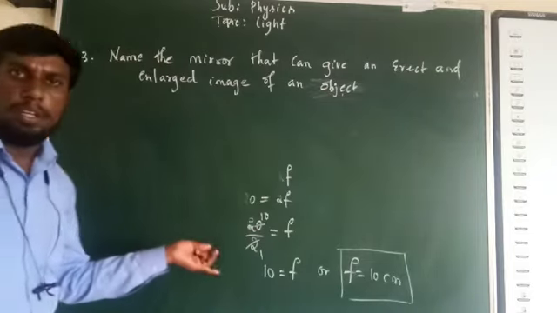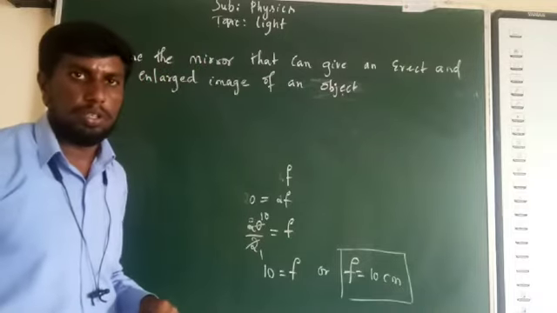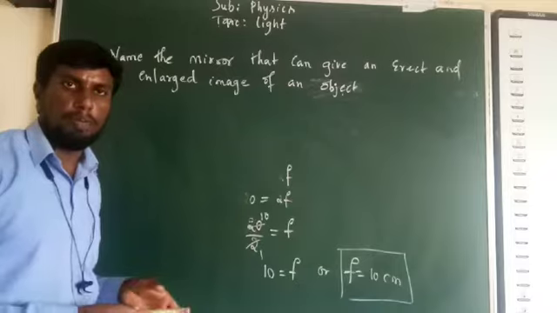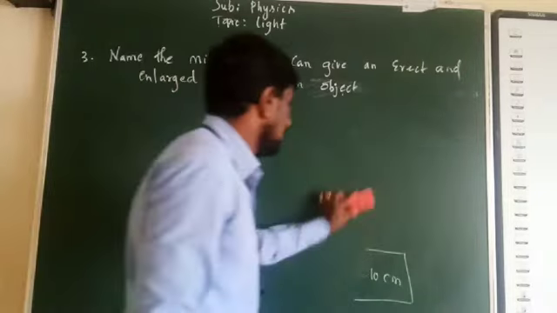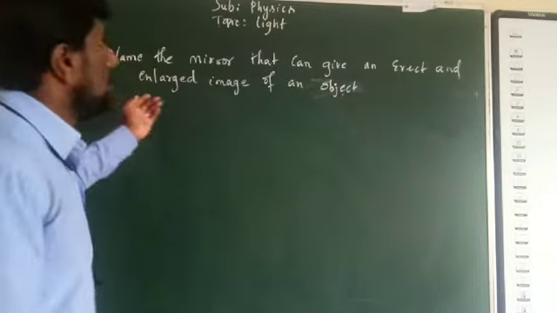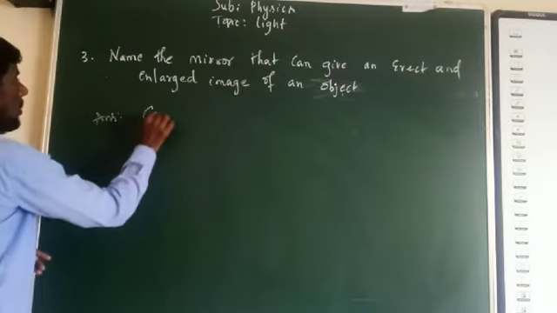So that we know the conclusion. Now, it is not a plane mirror. It is not a convex mirror. So definitely, it is a concave mirror. We know that there will be a lot of possibilities in the concave mirror only. In the concave mirror, we will be getting different types of properties of the image. So the answer will be concave mirror.